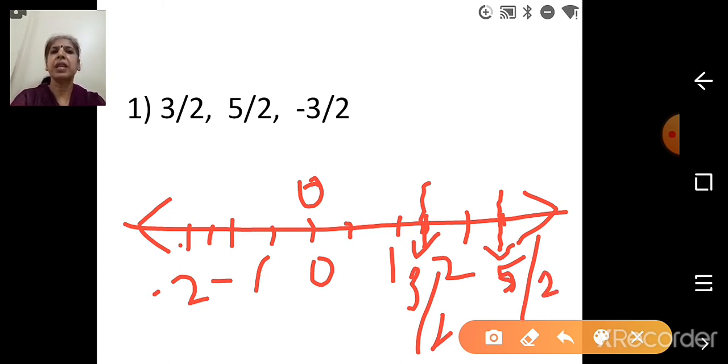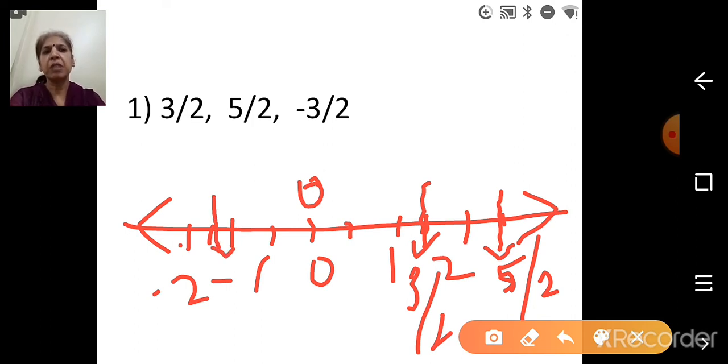Similarly, next number is minus 3 upon 2. When it is negative, that is 3 upon 2, left side of 0. And it is at the equal distance, where from 0 to 3 upon 2 is there, same way it is having the equal distance to the left of 0. So from left of the 0 you see. Now show the numbers. This is your 0, 1 upon 2, 2 upon 2, then 3 upon 2, so negative.